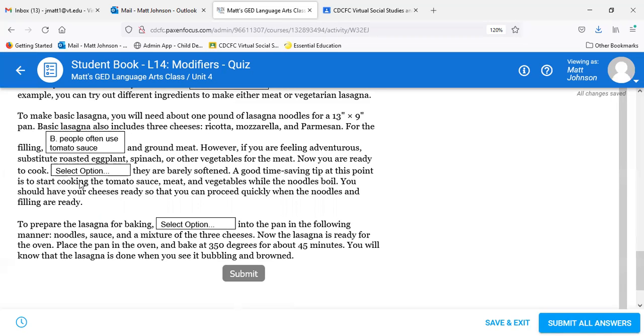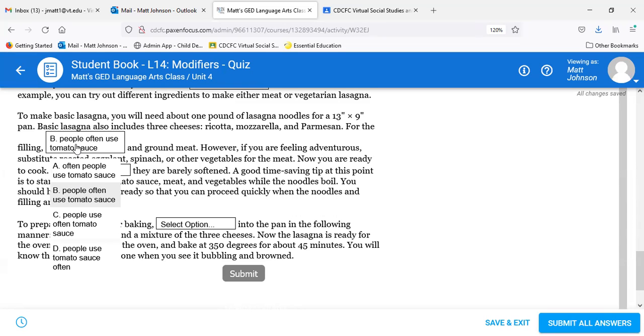There you go. So here, we're making sure that we are expressing that people use tomato sauce. People often use tomato sauce and ground meat. Otherwise, it sounds like we're saying often people are just making lasagna rather than what they use to make it. And the other ones are also just incorrect.